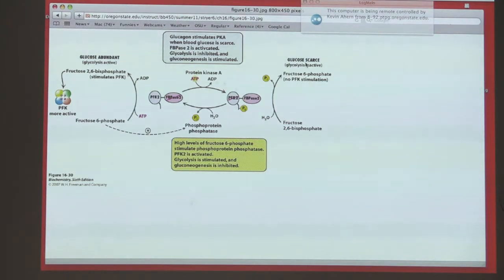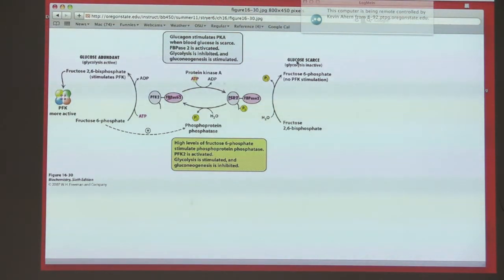Okay? That's a little confusing. Why is it doing this? Well, the reason it's doing that is we're thinking here mostly about a liver cell. Epinephrine is stimulating production of glucose, whether by the breakdown of glycogen or the gluconeogenesis pathway. Here, glucose is being made by gluconeogenesis.